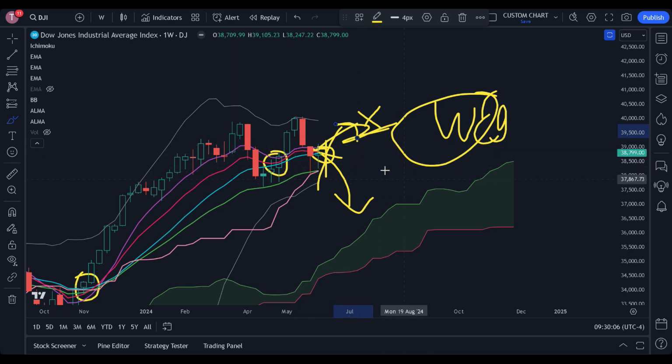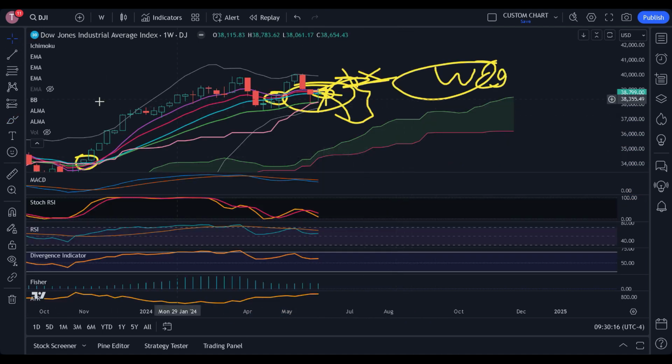So as of now, although there is a clear fan out in the moving averages, the closing is in between the moving averages, so it will not be considered bullish. Through Bollinger Bands and the Ichimoku cloud, it is bullish.